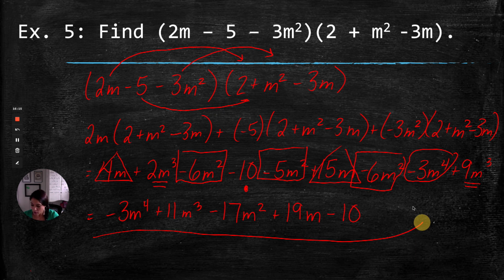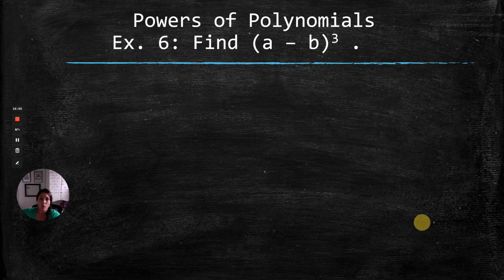Okay, one more problem. Let's talk about powers of polynomials. Okay, you guys know that when you have a power outside of the parentheses, it applies to everything inside. So you're going to rewrite this as a minus b, and a minus b. You can only multiply two polynomials at a time. So we're going to work with this set first. So we're going to multiply the first term by the first term.